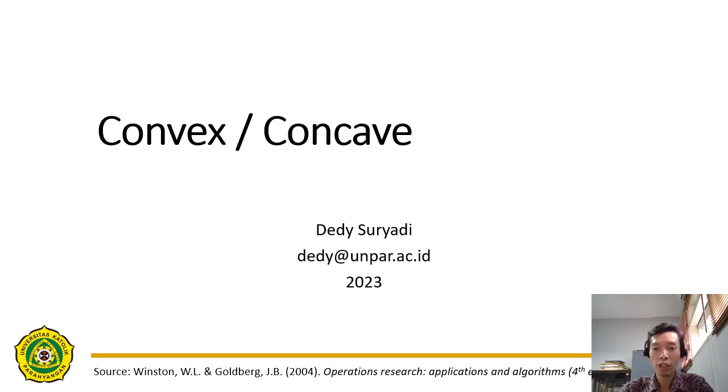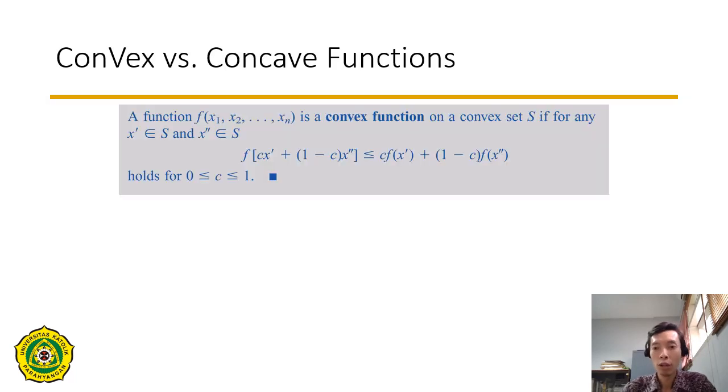In this presentation, I'm going to talk about how to differentiate between convex and concave functions. So let's start with the definition of a convex function. Suppose we have a convex set S and then we have 2 points in that convex set. So let's say we have x prime and also x double prime on the convex set S.